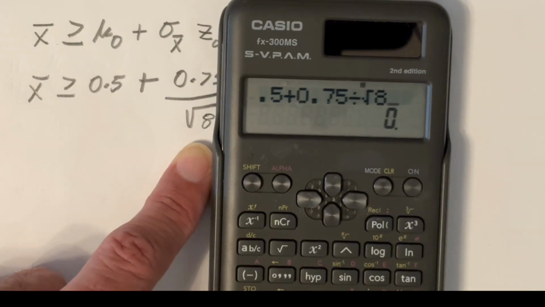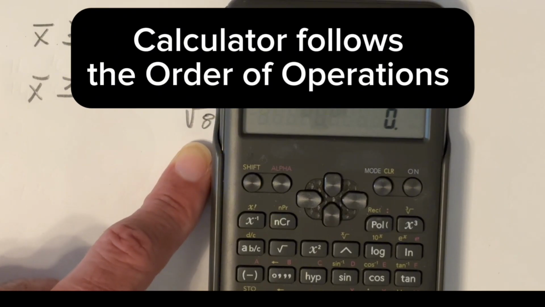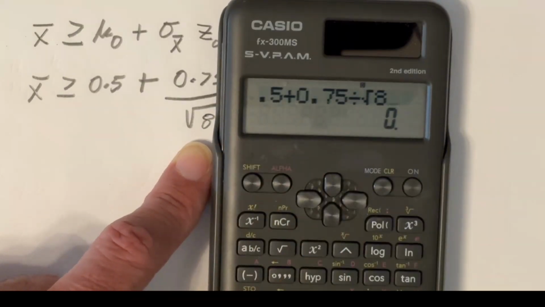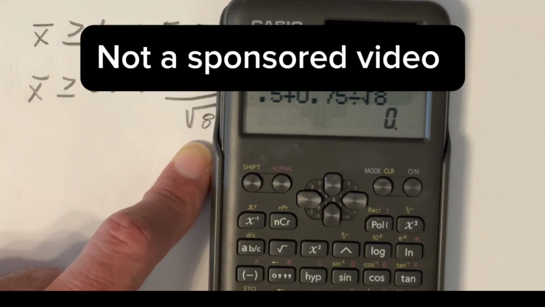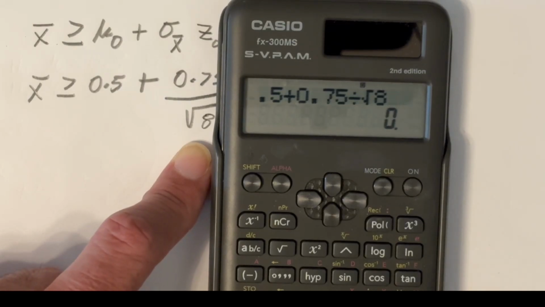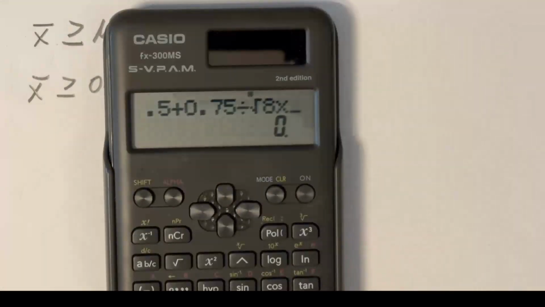Now this particular calculator follows the order of operations, also known by some of you as PEMDAS. So if you're using the Casio FX300MS solar-powered calculator, which I own no stock in, this is not a sponsored video, Casio doesn't even know I exist, you don't have to mess around with parentheses because this calculator knows the order of operations. So we go right to the times button, and then we type in 1.645. And then we hit the equals button.